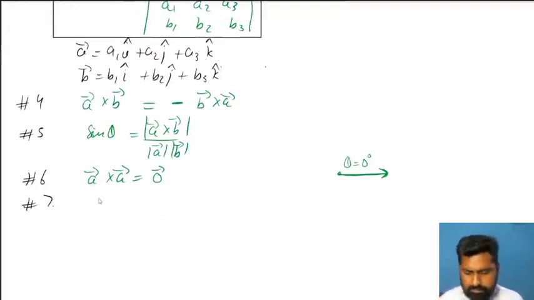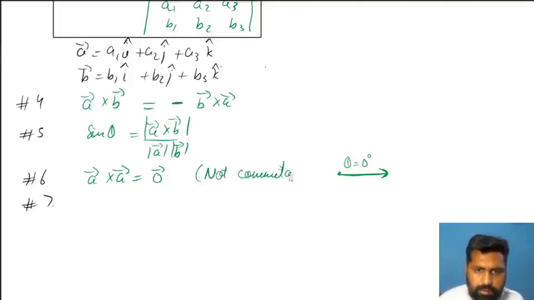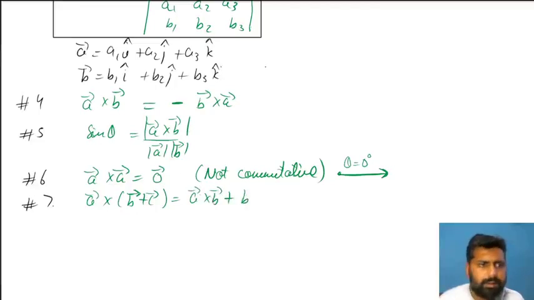Next is, distributive properties are still applicable, so not commutative, but distributive is there. I'll write here: A cross (B vector plus C vector) is equal to A cross B plus A cross C. Okay. Cross of A with B, cross of A with, my bad, C. Okay. Next property.